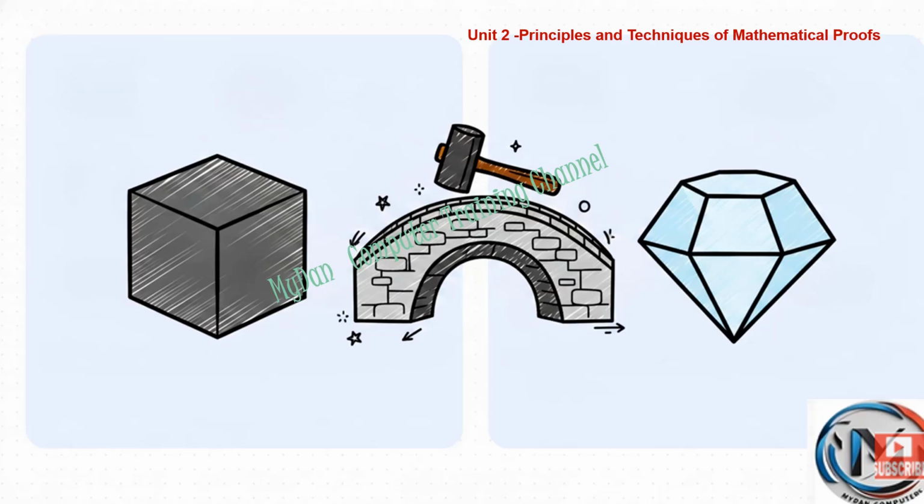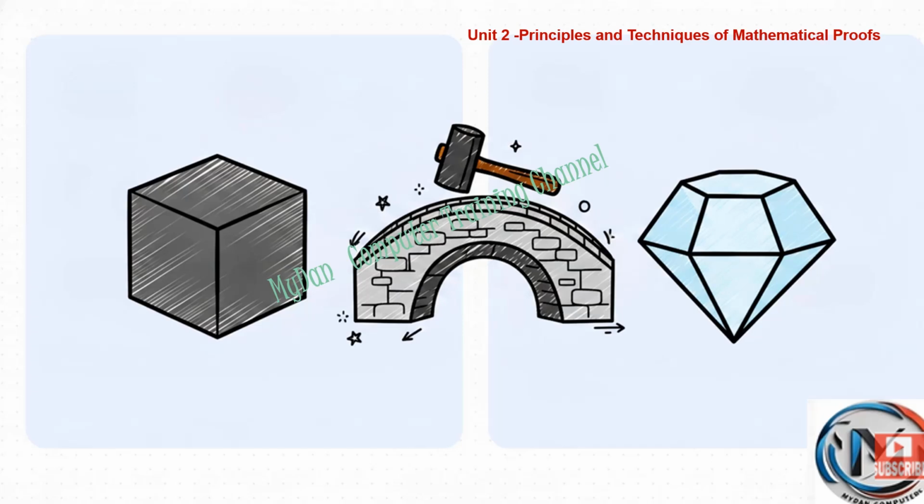Let's say our premise is that we have an integer, n, and it happens to be even. In math, an even number can always be written as 2 times some other integer. Let's call it k. So n equals 2k. Now we want to prove that n squared is also even. Watch how these logical steps flow.